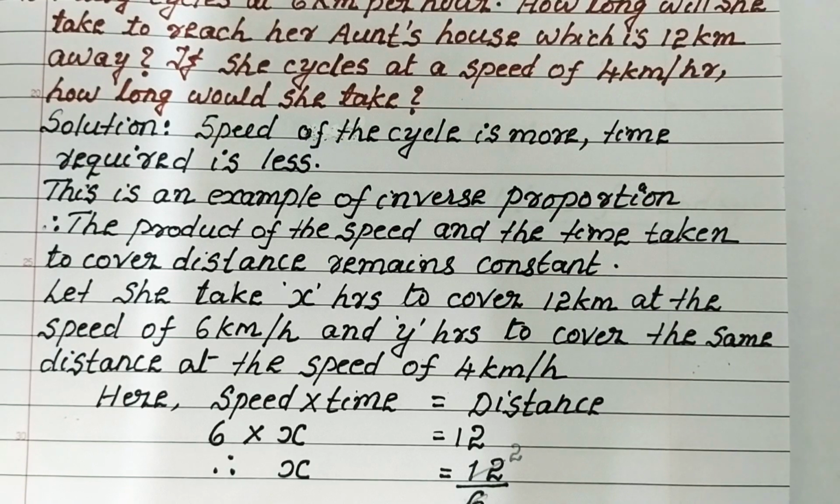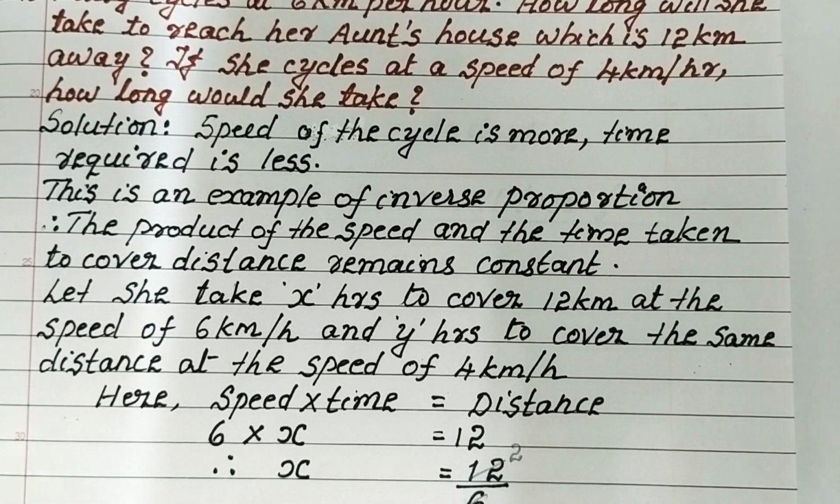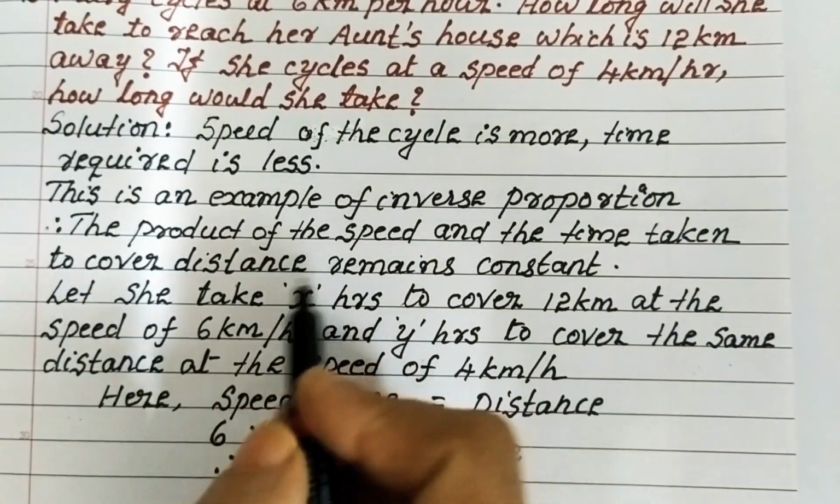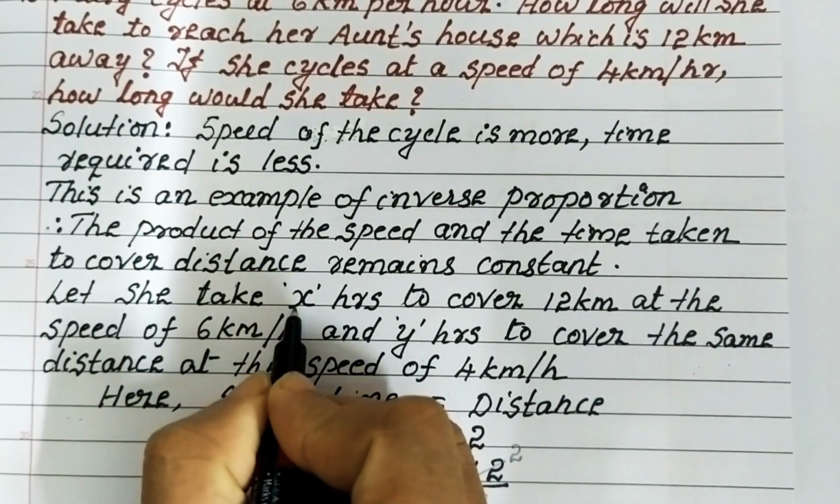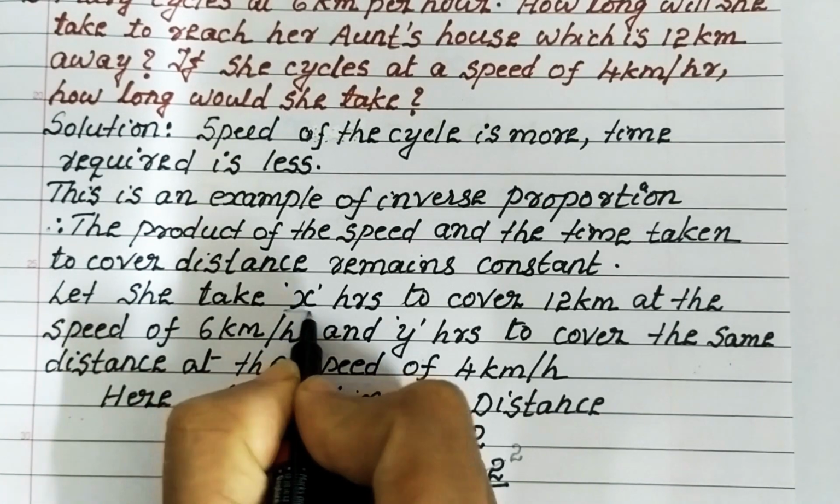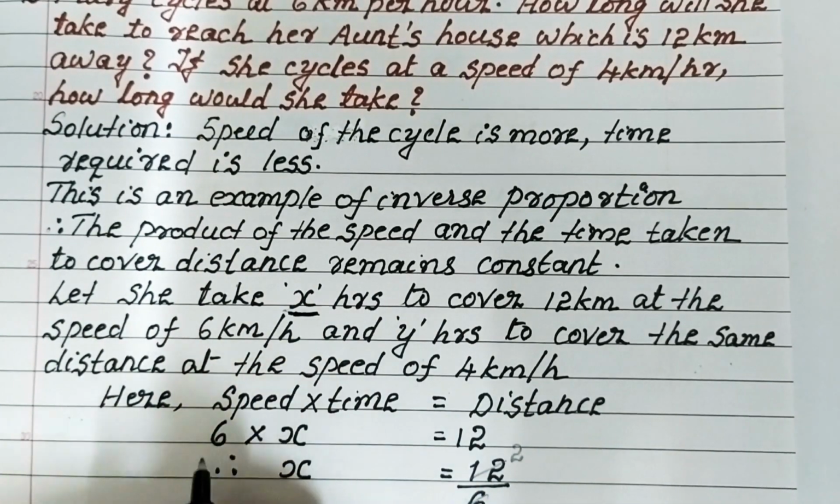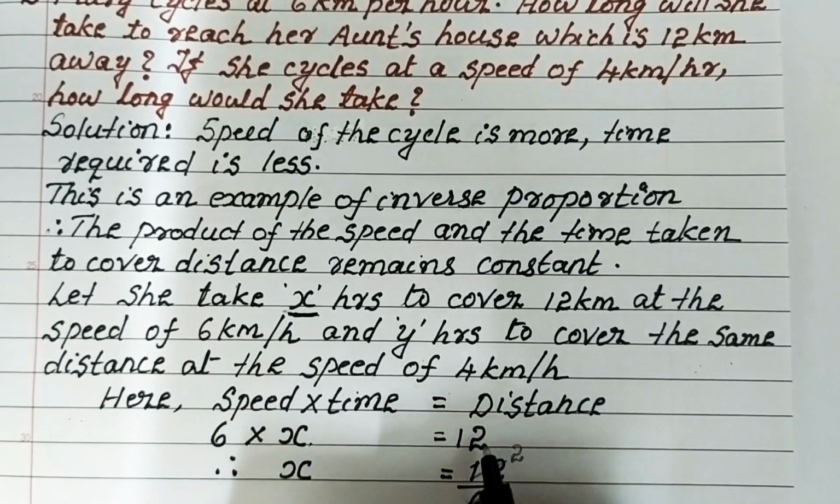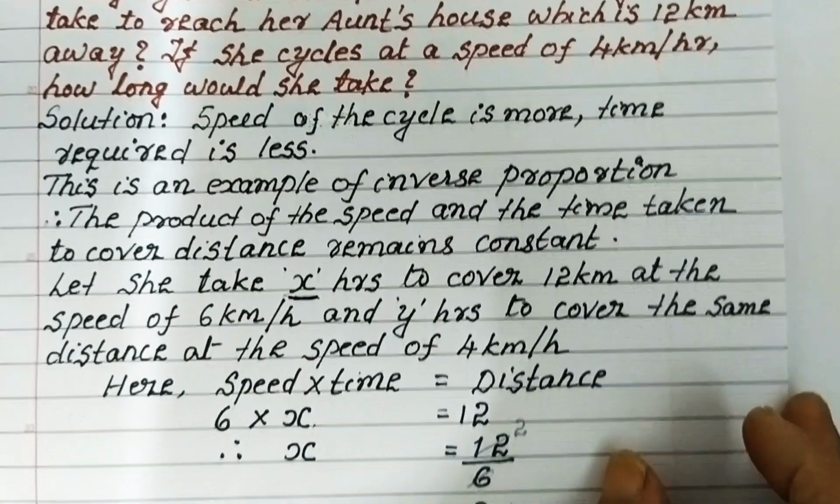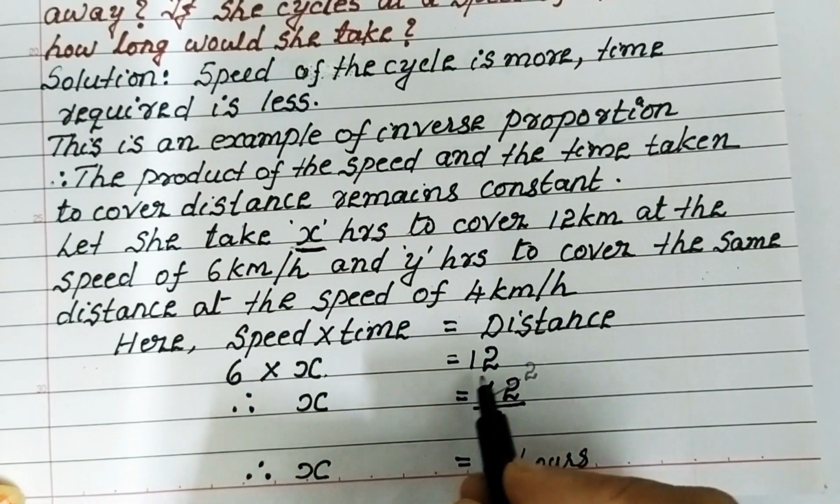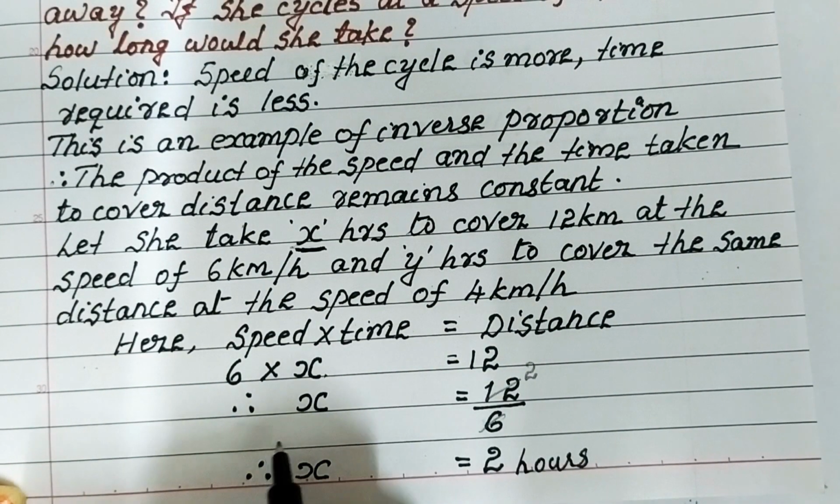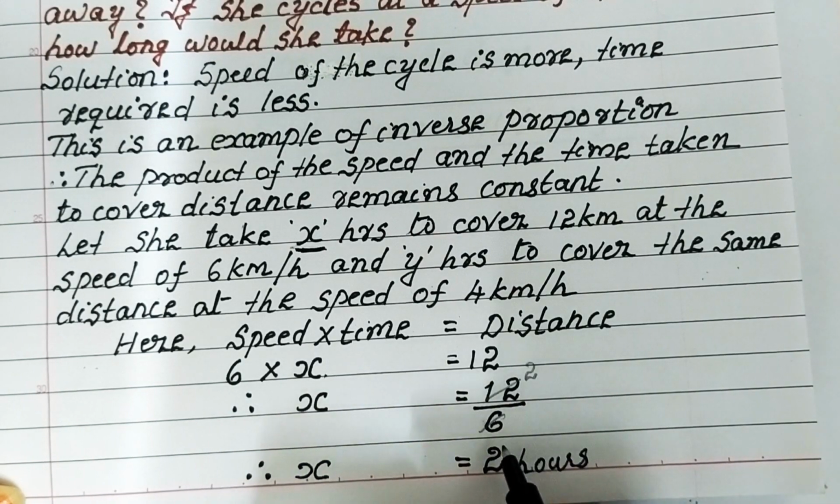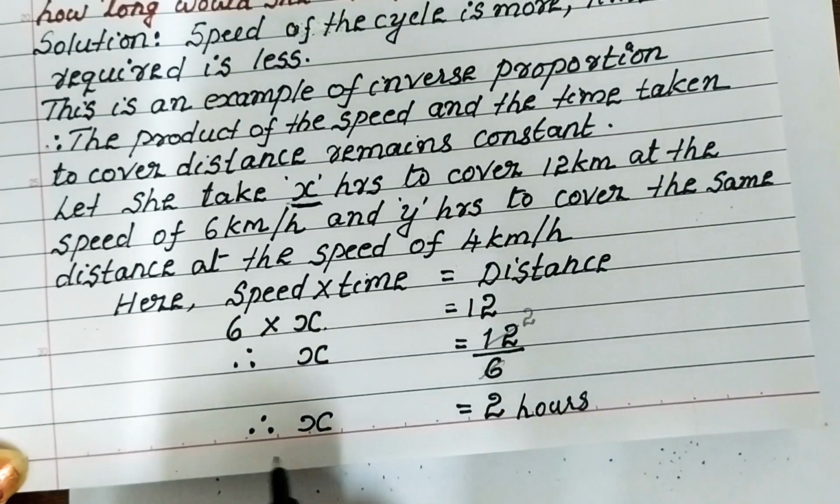So first one, 6 kilometers per hour. Here time is x hours. Speed is 6 km per hour and time is x hours, so 6 multiplied by x. Distance is 12 km. So 6 into x equals 12. Therefore, x equals 12 upon 6, that is x equals 2 hours. Same way, find out the next one.